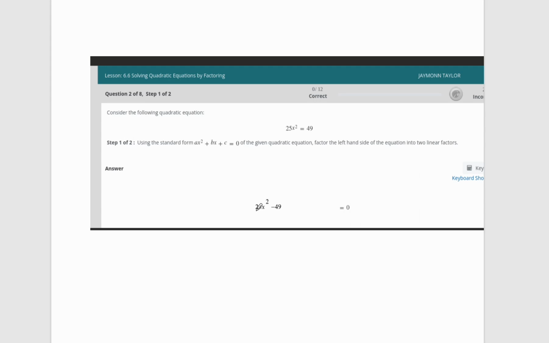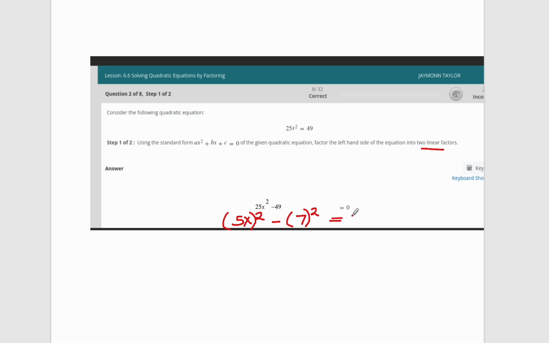And then we're asked to factor into two linear equations. So what we can do here, the first thing I see, which is kind of interesting, is that 25 is a perfect square and so is x squared. So this is 5x. If I square 5x, that will give me back 25: 5 times 5 is 25, and x times x is x squared. And then 49 is also a perfect square, because 7 times 7 will give me 49.